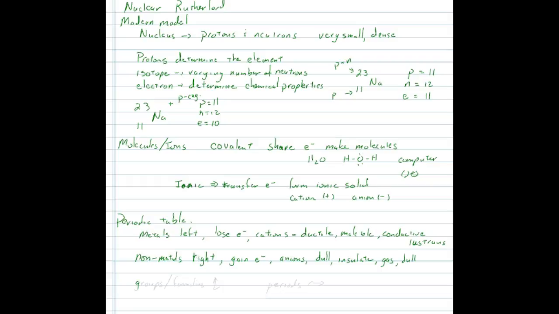Groups and families are vertical, periods are horizontal. Checking my notes. Yes, that's all I have, and that's the end of this lesson.